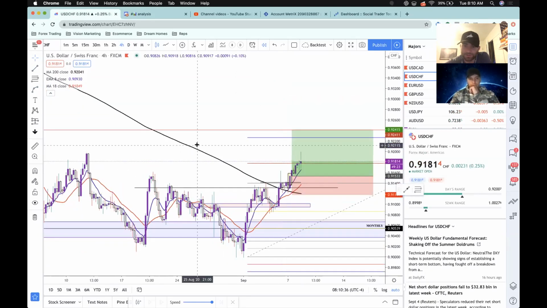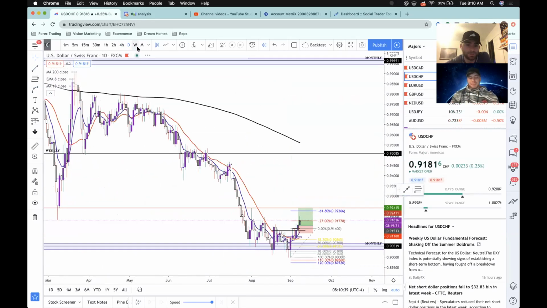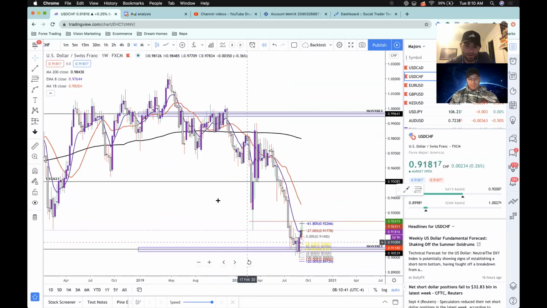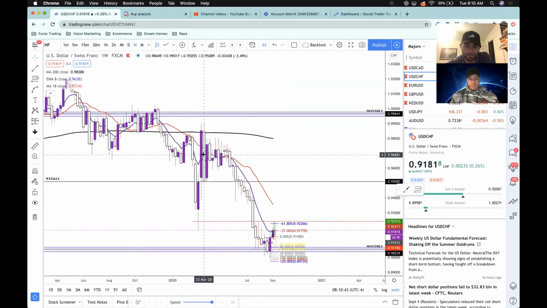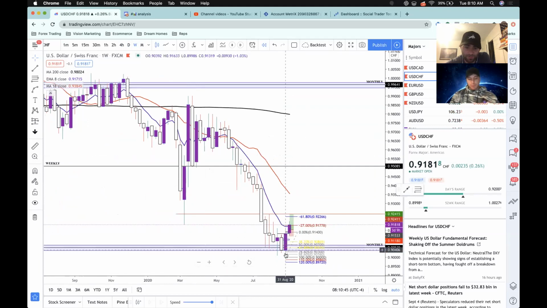Let's get down to USD CHF. So USD CHF on the weekly time frame, it's looking very similar. Weekly time frame, we had this bullish engulfing last week.